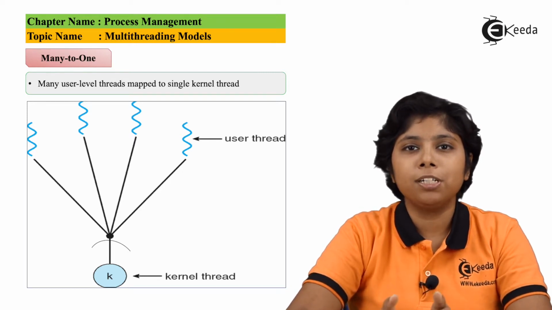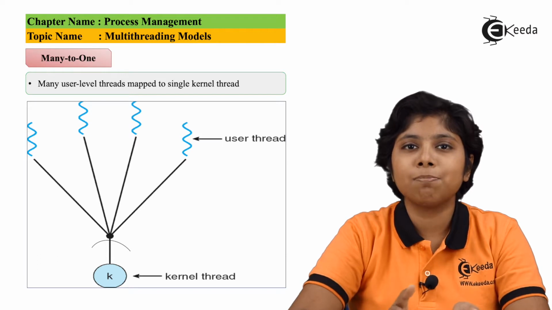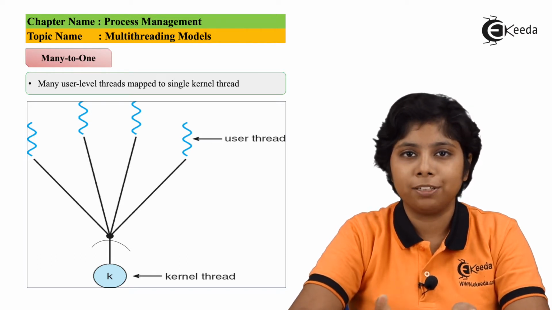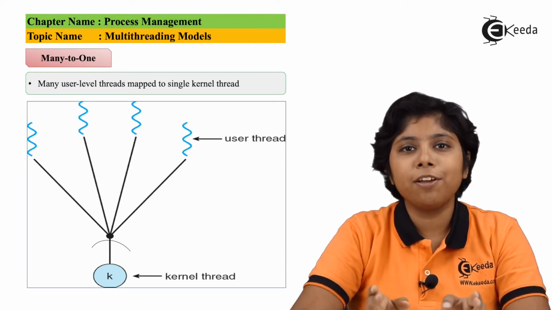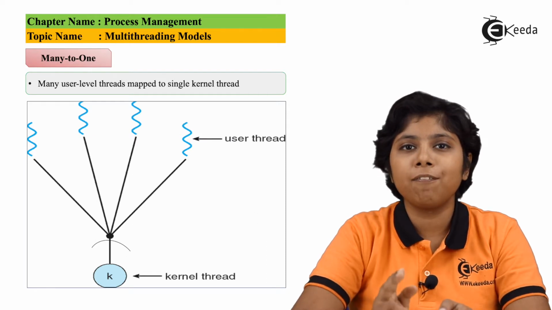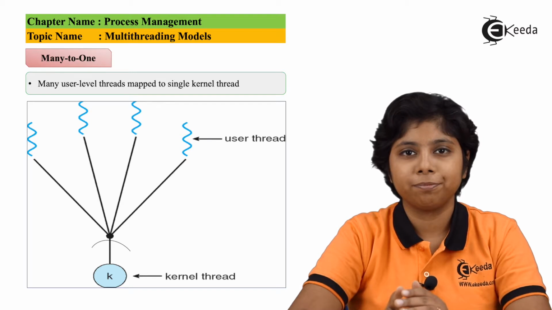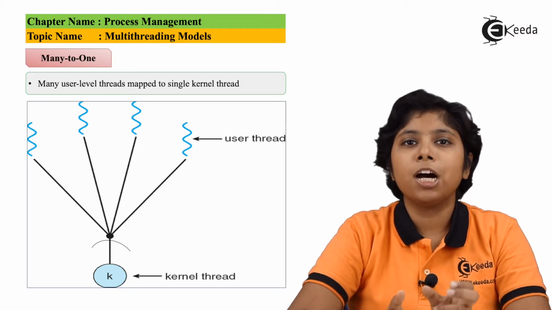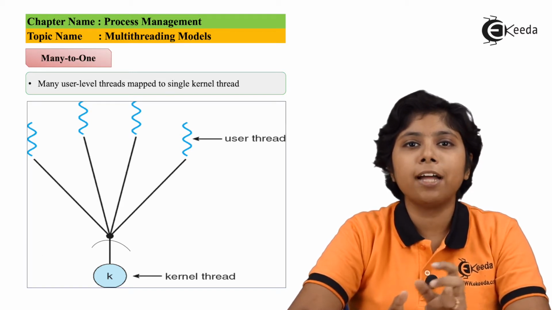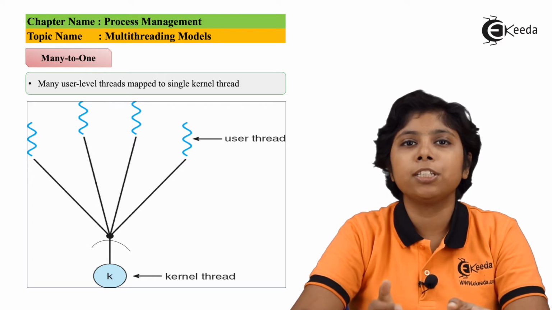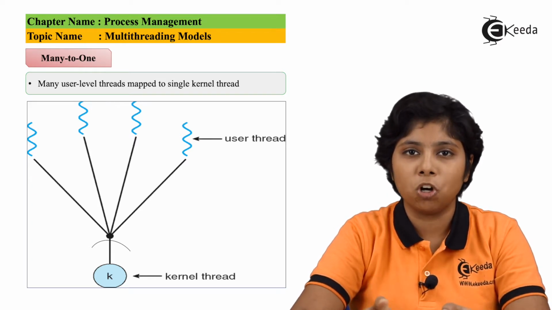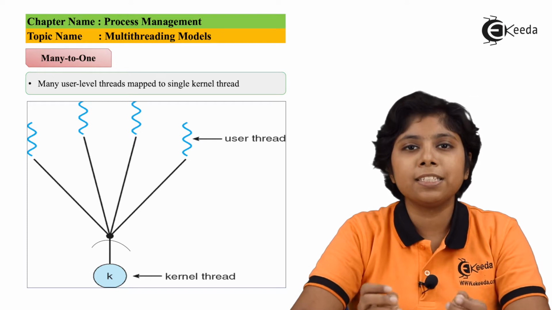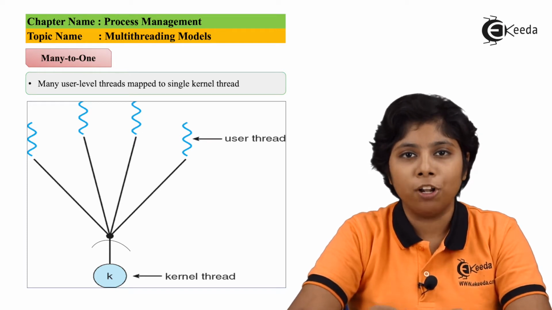Now, the next model is the one-to-one model. In the one-to-one model, a single user thread is mapped to a single kernel thread. Here, all the user threads can run concurrently with the help of the kernel thread corresponding to each. And also, the kernel can run another thread if a thread makes a blocking system call. Now, the system will not get blocked at all.